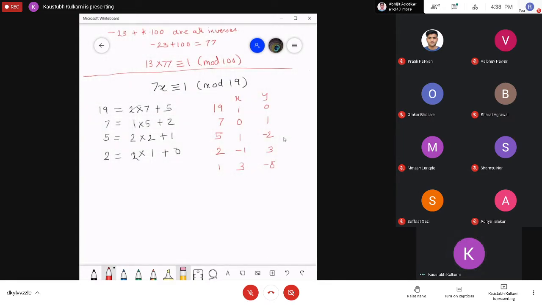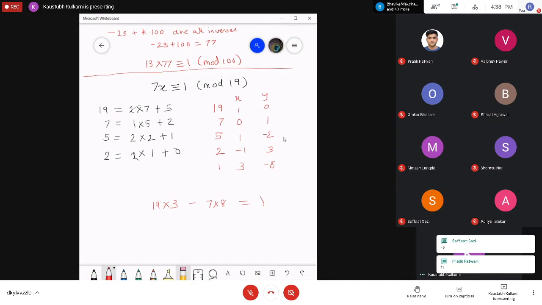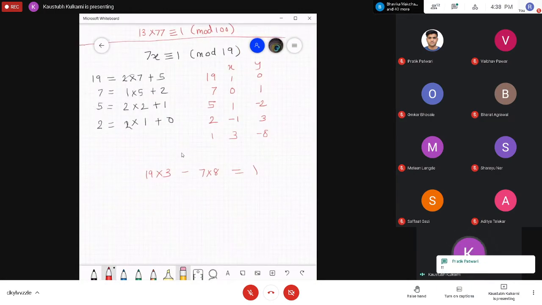so we can say 19 into 3, 19 threes are 57, minus 7 into 8. That is, plus 7 into minus 8. Minus 7 into 8 is 1. So we found these numbers. What is our inverse then? Which one is our inverse? Yes, minus 8 is our inverse.